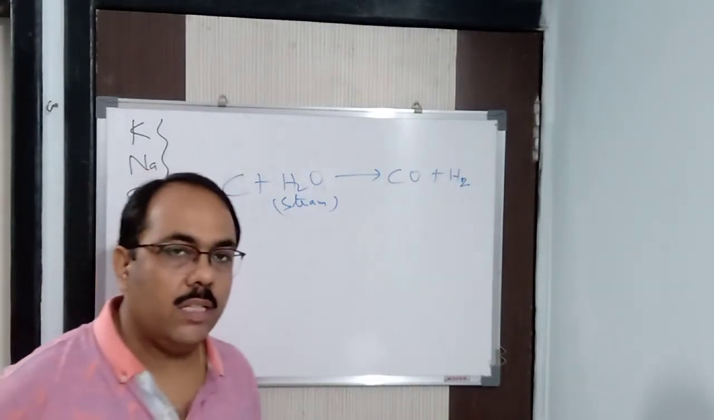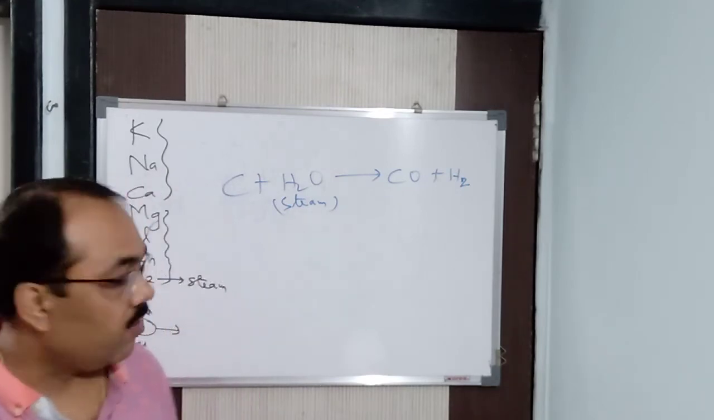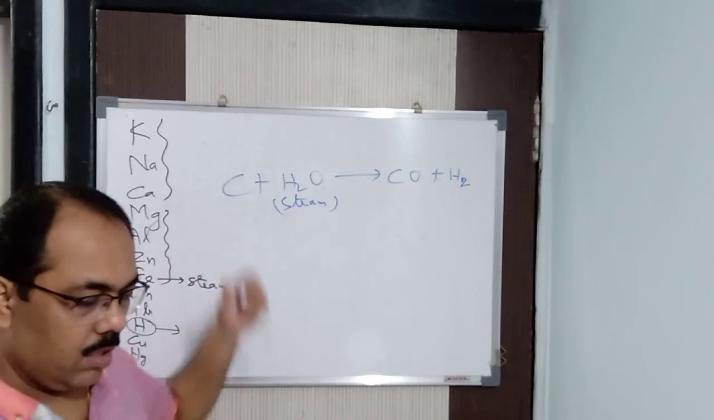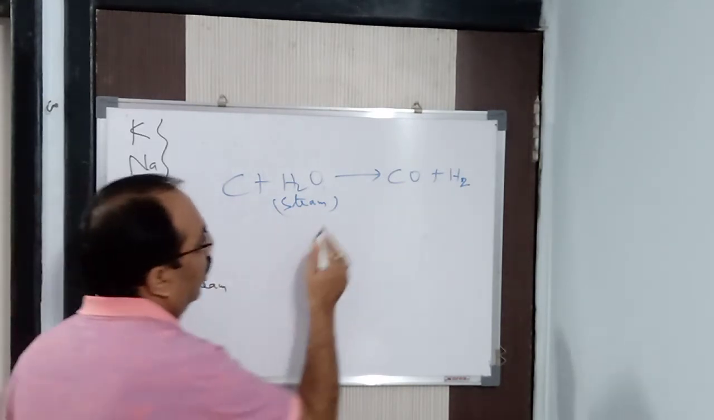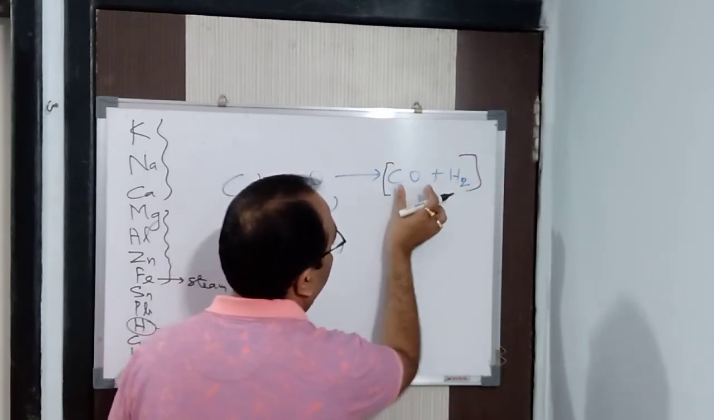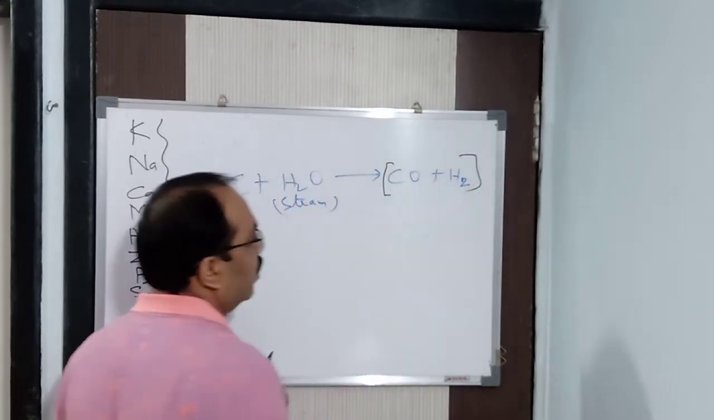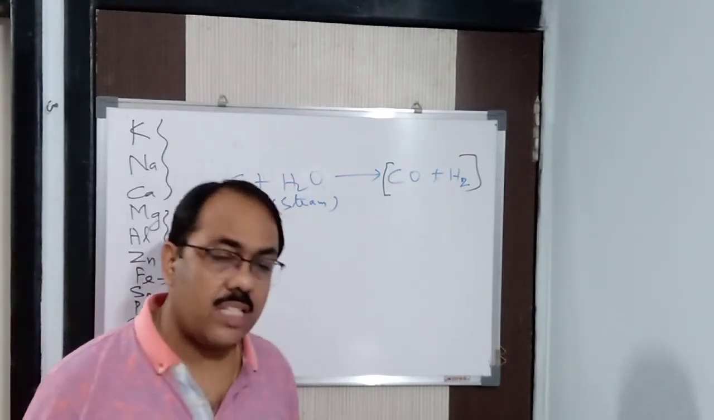Clear? When C, that is white hot coke, reacts with steam. White hot coke, this is C, that carbon. It reacts with this to form, now this particular one I'll put in a square bracket. You know what is being formed? It is actually an equal volume of carbon monoxide and hydrogen, which is known as what? Water gas. Which is otherwise known as water gas.